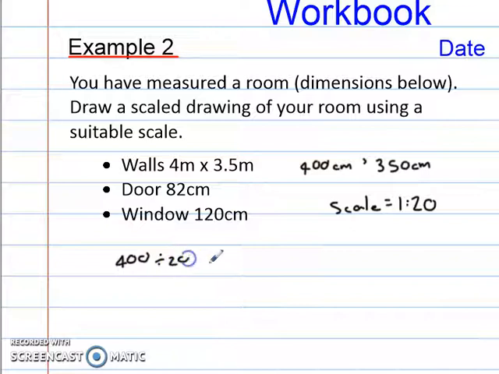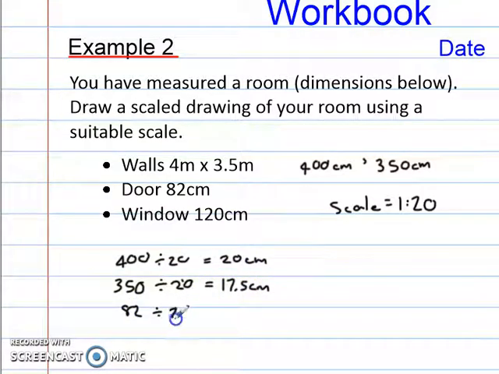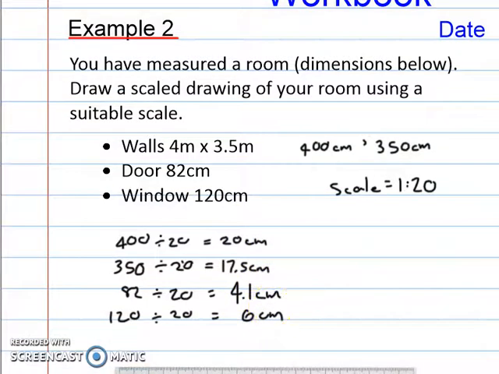So we've got the 400 centimeters. 400 divide 20 is 20, and then we've got the wall that's 350 centimeters. If we divide that by 20, we get 17.5. This is all in centimeters. The door, which was 82, if you divide that by 20, we did this earlier, but we'll do it again, you get 4.1 centimeters. And then the window, which is 120 centimeters, when we divide that by 20, we get 6 centimeters. These measurements here are what we're going to use to draw our diagram.